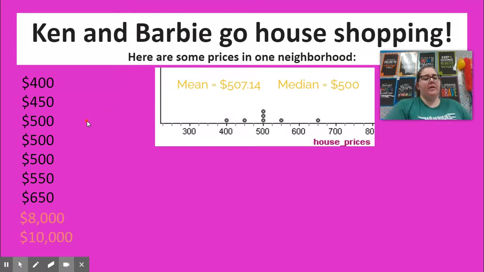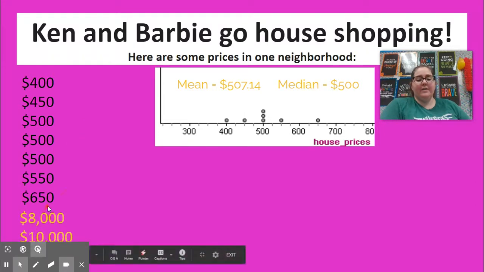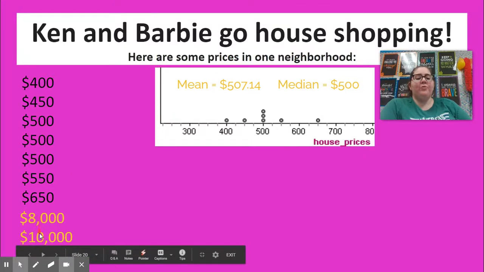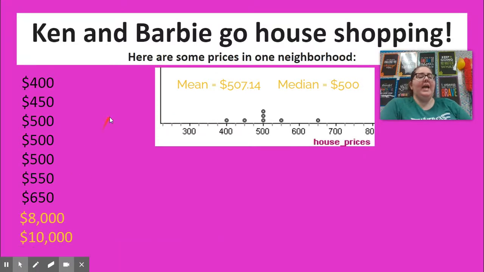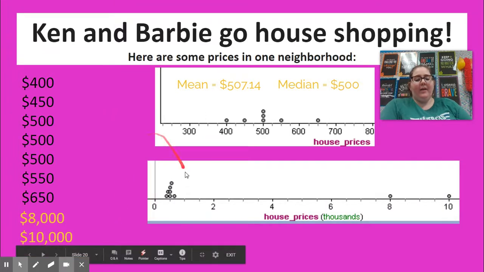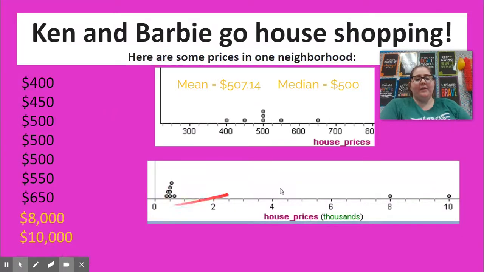And here are 2 more values that they find for houses in their neighborhood. So for the original 7, the mean was $507.14. The median was $500. But then they went and found 2 more houses that are exorbitantly priced, ridiculous. So here's my new dot plot, right? Here are my original 7 values, and now here's the 8,000 and the 10,000.